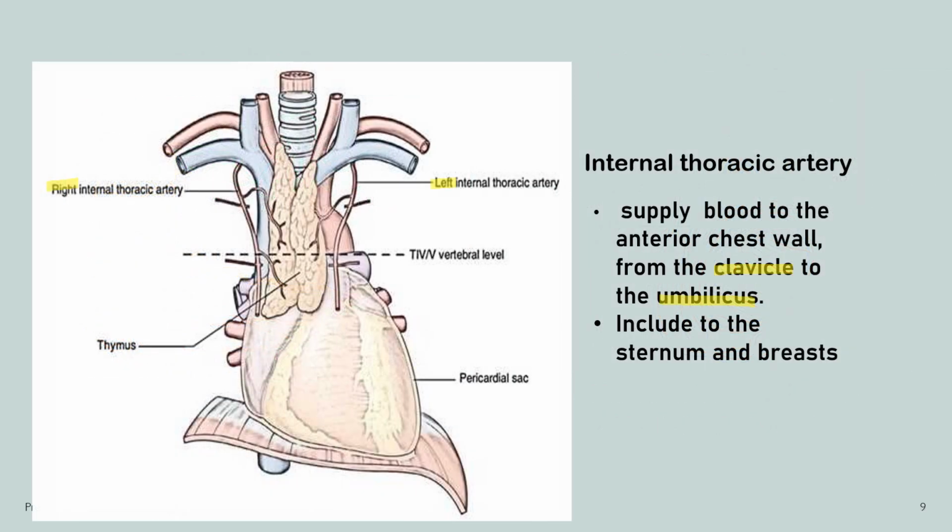The last blood supply is the internal thoracic artery. It has right and left internal thoracic arteries. This is the location of the right internal thoracic artery and this is the left internal thoracic artery. It will supply blood to the anterior chest wall from the clavicle to the umbilicus. It will include our sternum and our breast.